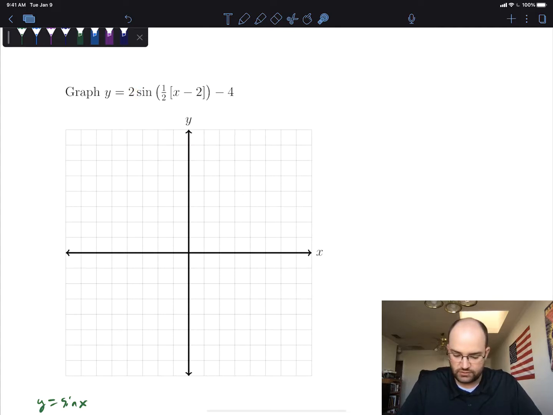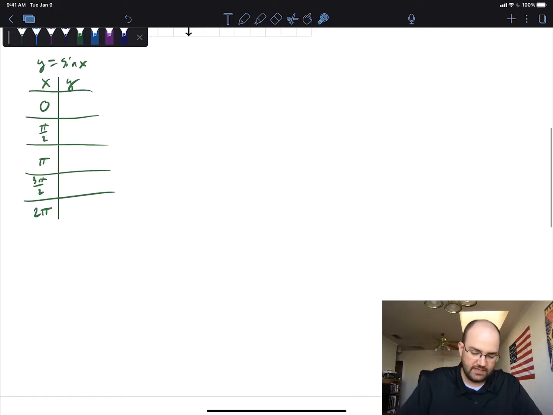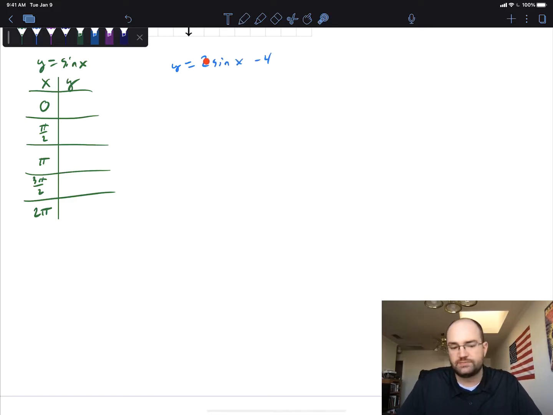So notice that there's a 2 and a negative 4 here. I'm actually going to do both of those at the same time. So y equals 2 sine of x and then minus 4. Now this 2 is multiplying, oops, sorry, I forgot the y values, didn't I? 0, 1, 0, negative 1, and 0. So this 2 is multiplying all these y values by 2. It's a vertical stretch by a factor of 2.